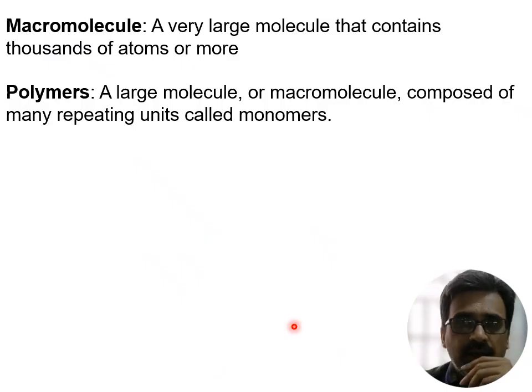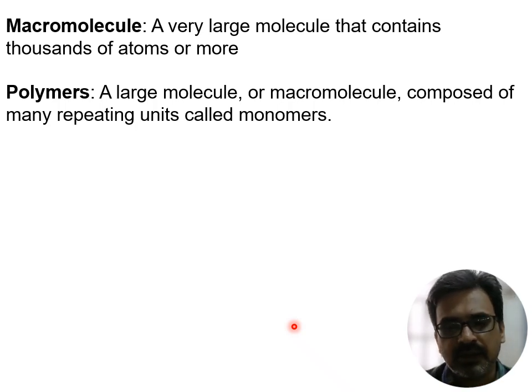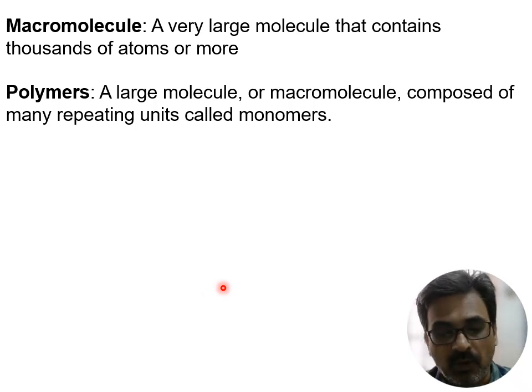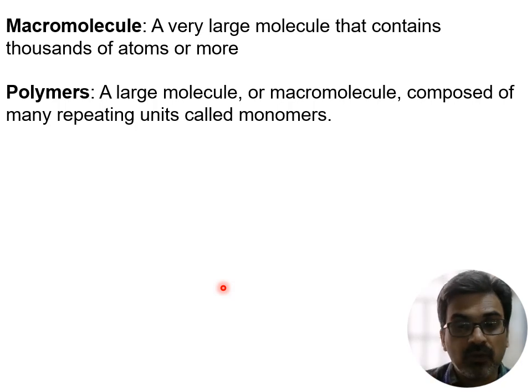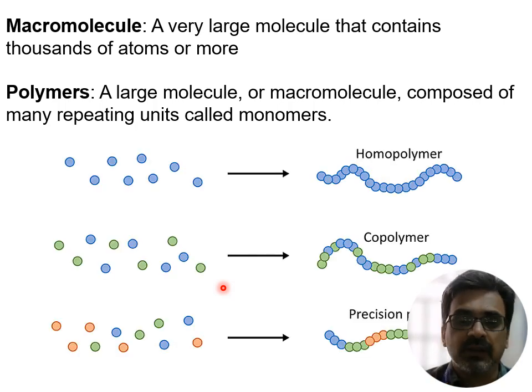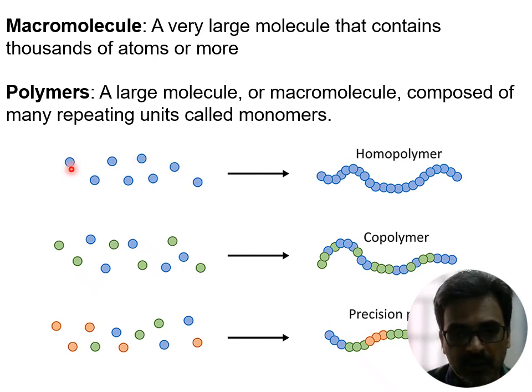So how do we define a macromolecule? A very large number of molecules which contains thousands of atoms, we refer to it as a macromolecule. And a part of macromolecule is a polymer, which is a large molecule composed of many repeating units called monomers. So these are the monomers.